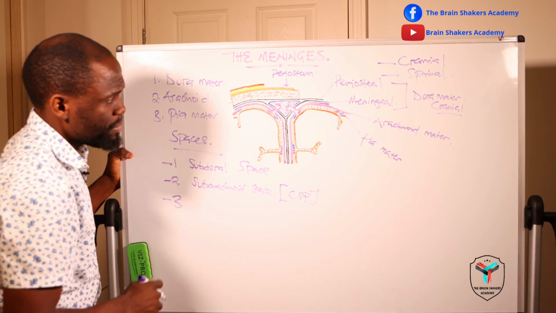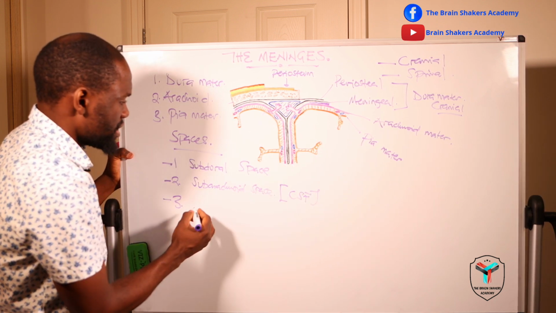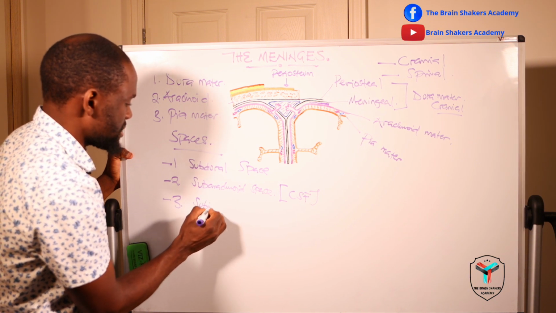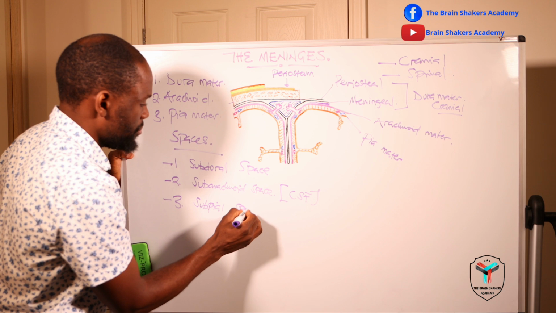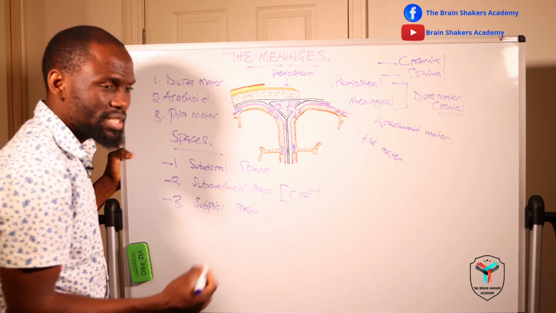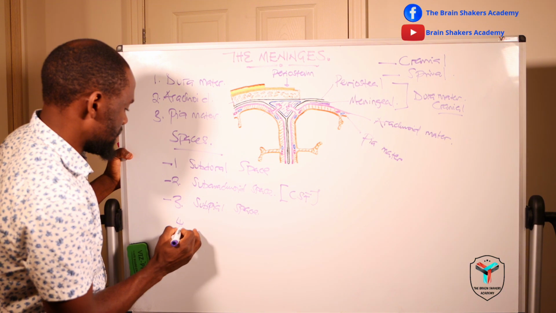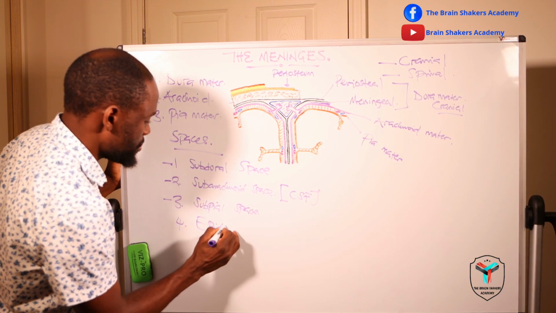And then the next space that we can talk about is the tiny space that we made mention of, which is the subpial space. The subpial space is a tiny space that is just made by the feet of the astrocytes. Then the last one is what we call an epidural space.